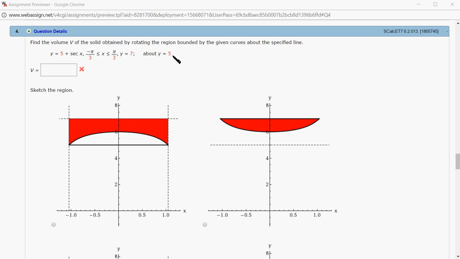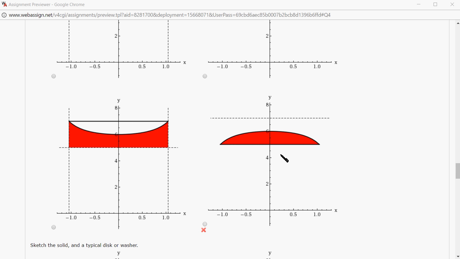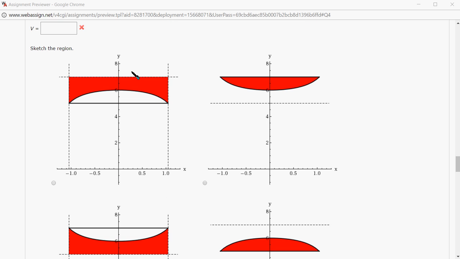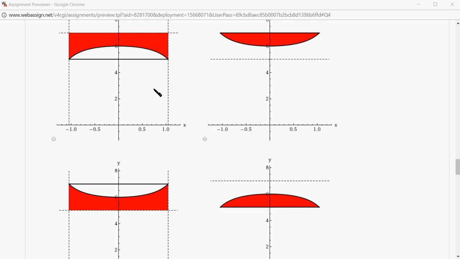So let's find the region first. 5 plus secant of x. Secant of x around x equals 0 is like a bowl. Then you're adding 5, so it's going to go up 5 units, and it's also facing up. So the first picture is not correct, and the last picture is not correct because it's facing down. So it's going to be the second or third one. It's going to go through 6.